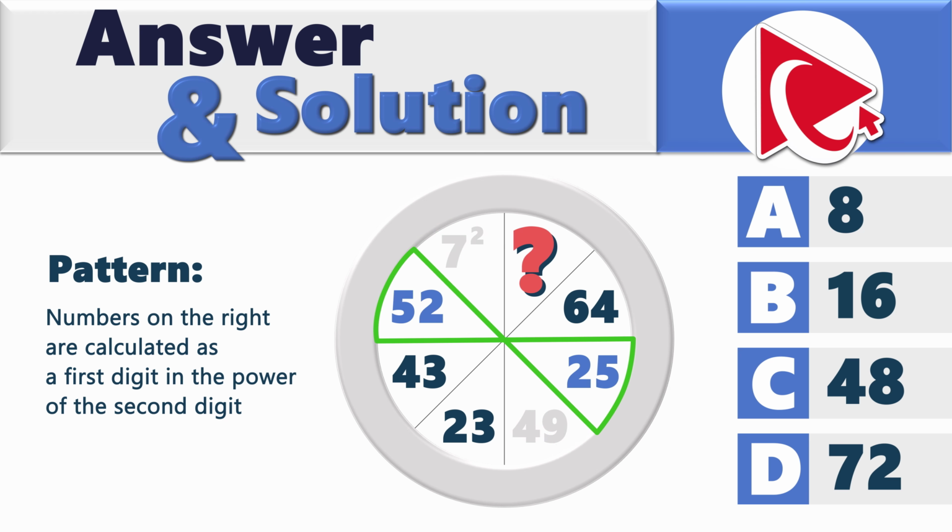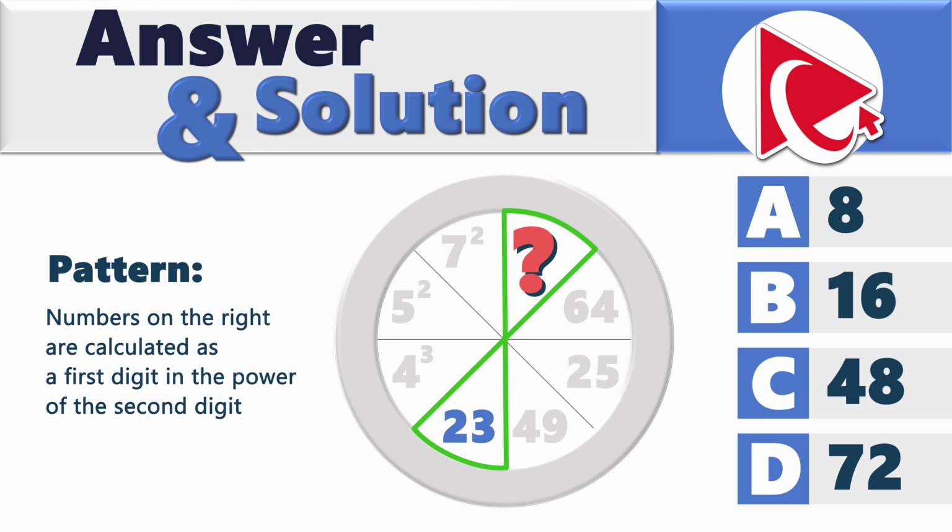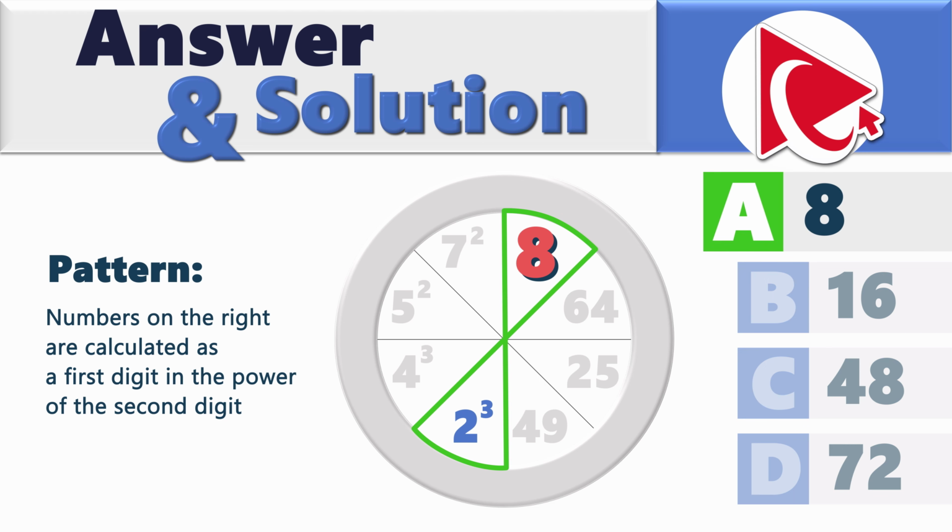Let's look at the other numbers. 5 in the power of 2 is 25. 4 in the power of 3 is 64. Then to calculate the missing number, we need to take 2 in the power of 3, which would be equal to 8. So the correct answer here is choice A, 8.